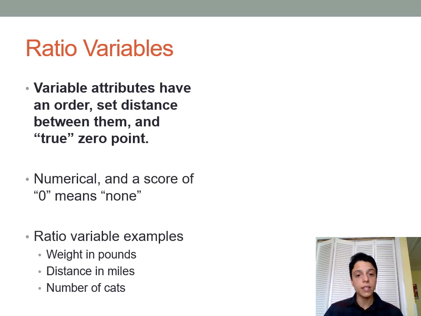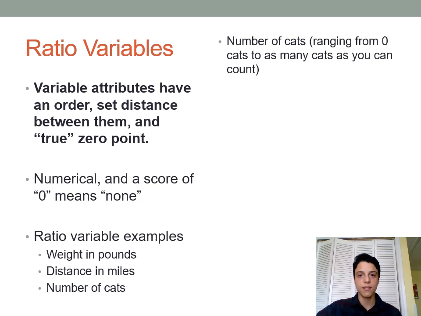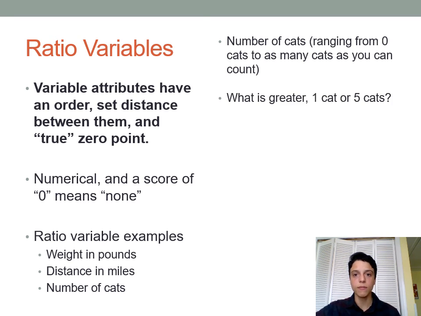And then as a final example, we might have number of cats. And if you're thinking about number of cats, we can put our cats in order from least to most. So here, we'll go through this one on the side. Number of cats, ranging from 0 cats to as many cats as you can count, and that's your variable. We can definitely put the attributes in order. 5 cats is greater than 1 cat.